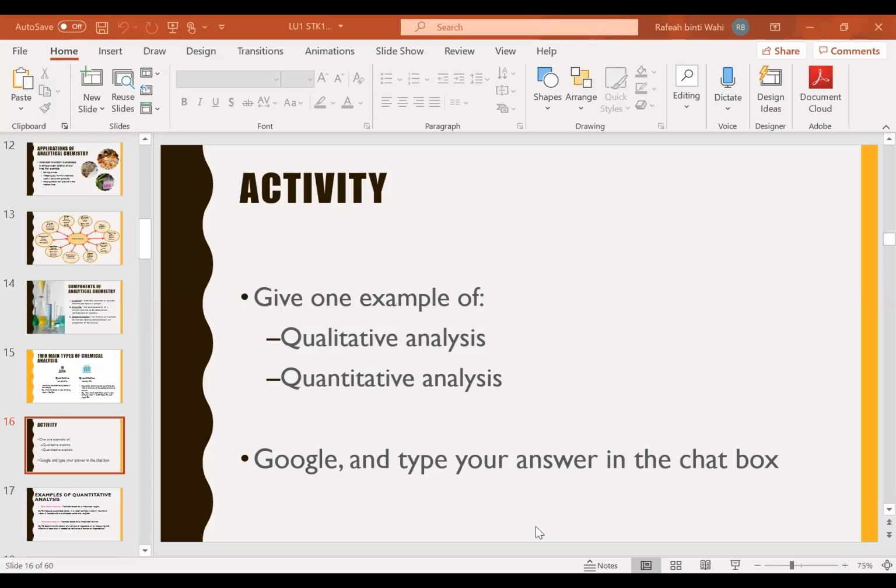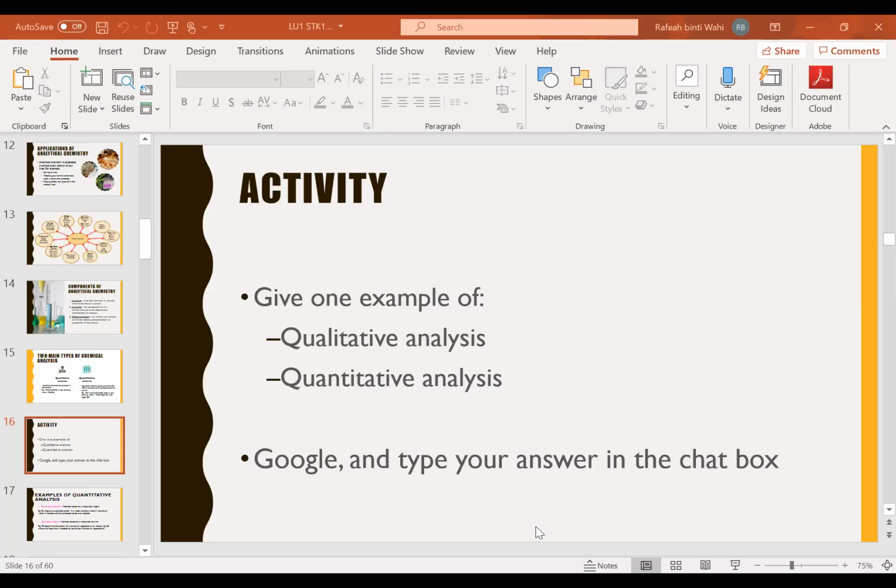What are the examples of qualitative and quantitative analysis? I think somebody answered just now. I'm trying to look for the answer. Okay, quantitative analysis, Nur Shuhada said. For example, titration, gravimetric analysis.